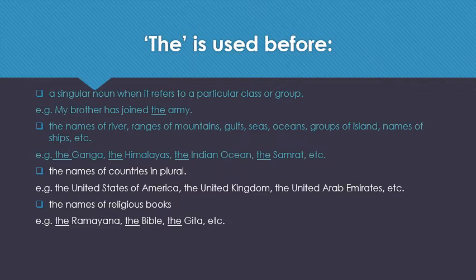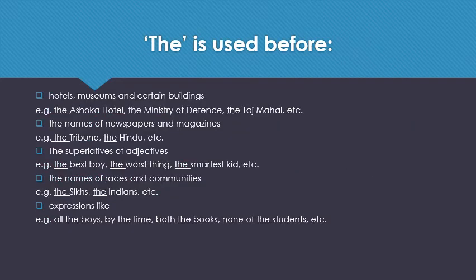The names of countries in plural which have united in them: the United States of America, the United Kingdom, the United Arab Emirates. The names of religious books: the Ramayana, the Bible, the Gita, the Quran. Hotels, museums, certain buildings like the Ashoka Hotel, the Ministry of Defense, the Taj Mahal, the Burj Khalifa. The names of newspapers and magazines: the Tribune, the Hindustan Times, the Times of India, the Hindu.